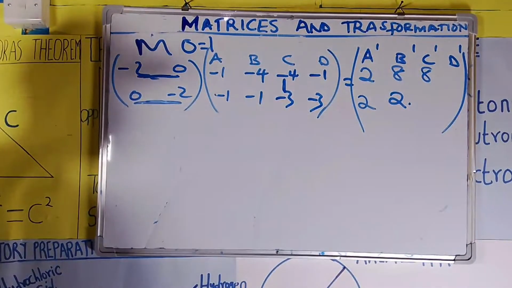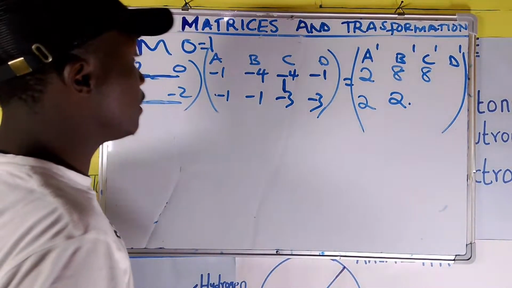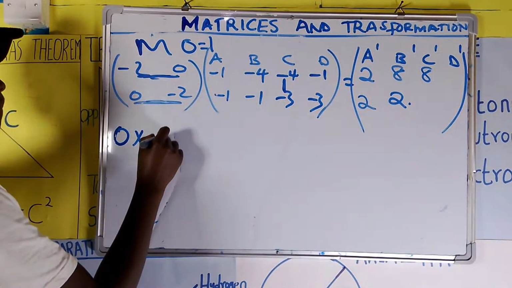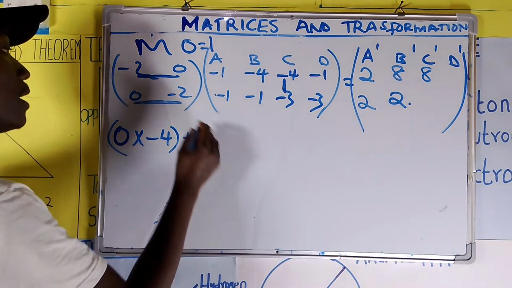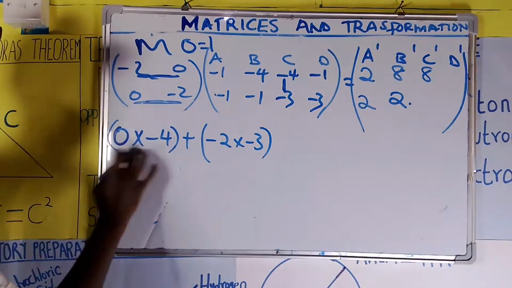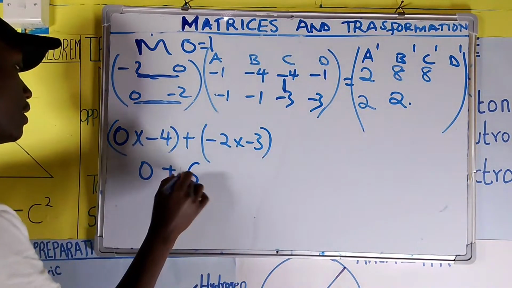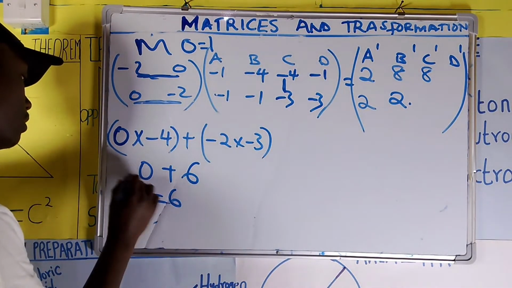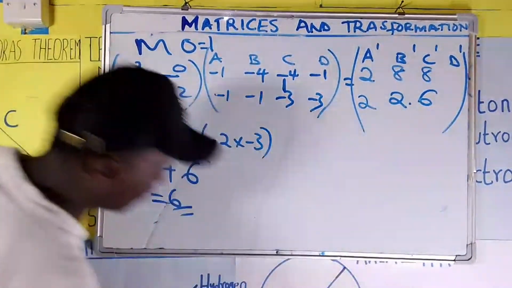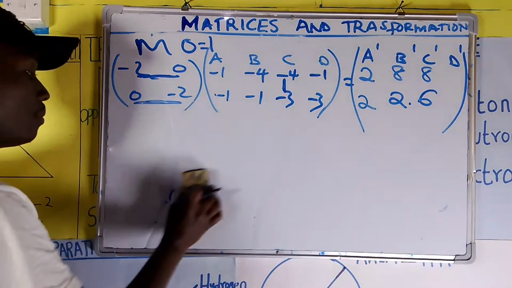Ya chini itakuwa 0 times -4 plus -2 times -3. 0 times -4 is 0 plus -2 times -3 is 6. So itakuwa 6. Tuende ya mwisho. Pole pole tu.